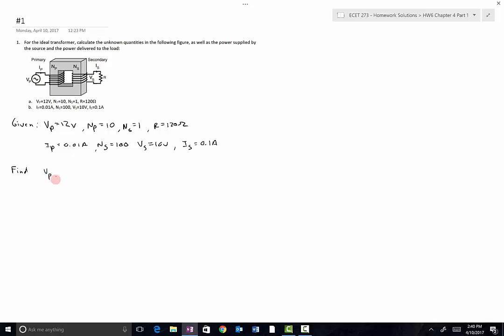the primary voltage, the secondary voltage, the primary current, the secondary current, the number of turns in the primary, the number of turns in the secondary, the power that flows through the primary coil, and the power that flows through the secondary coil. This could be S sub P and S sub S, but we've got purely resistive loads here, so there won't be any Q's.